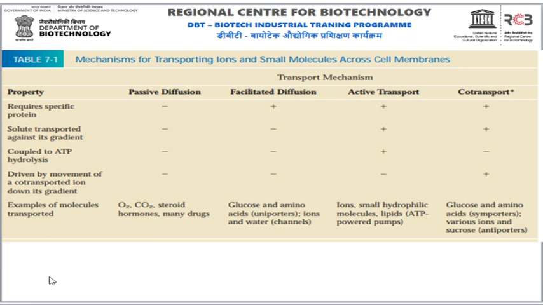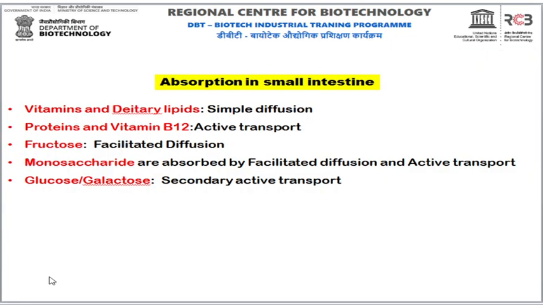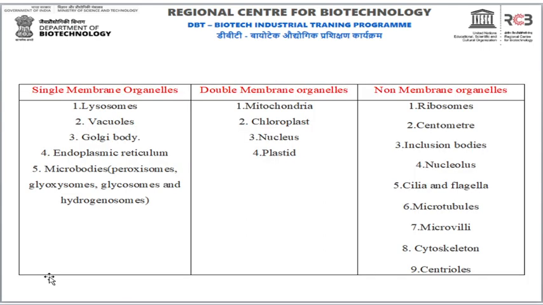Next, absorption in the small intestine. Vitamins and dietary lipids can be absorbed by a process called simple diffusion. Proteins and vitamin B12 are absorbed by active transport, and fructose can move into the small intestine by facilitated diffusion. Monosaccharides are absorbed both by facilitated diffusion and active transport, and glucose and galactose are transported into the cell by the secondary active transport mechanism.